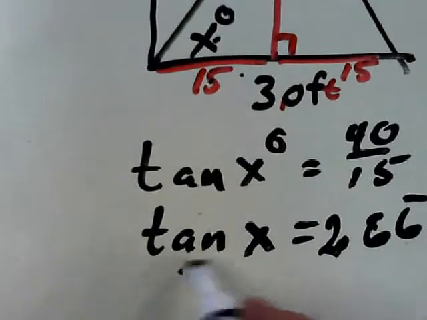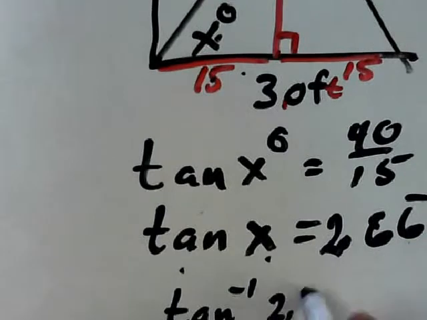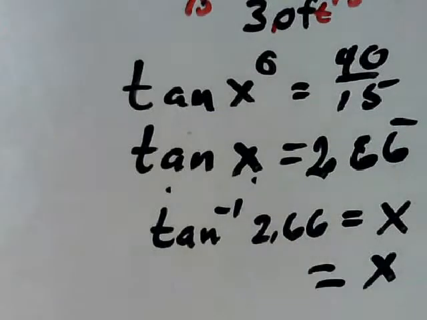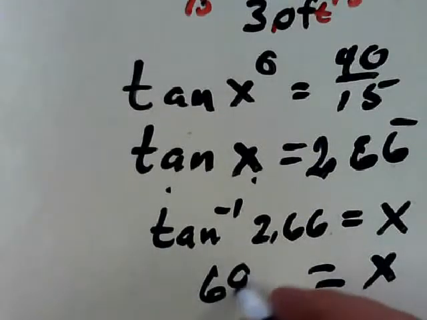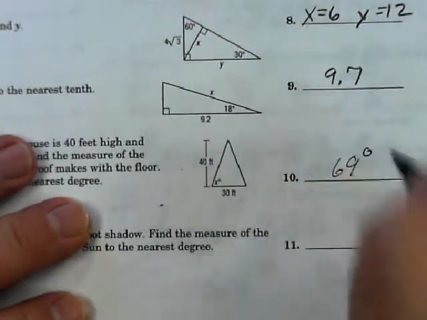Now, since I have tangent of some angle, don't I have to use my inverse tangent function? In other words, tan to the negative 1 of 2.66 will equal X. And what did you find for the X if you do that? 69.4. Okay? And I think they want it rounded to the nearest degree. I did it kind of weird, but I got the same answer. I like how you drew the triangle on the inside, you put half on the outside. It'll still work, yeah. Okay? So, number 10, the answer should be 69 degrees.